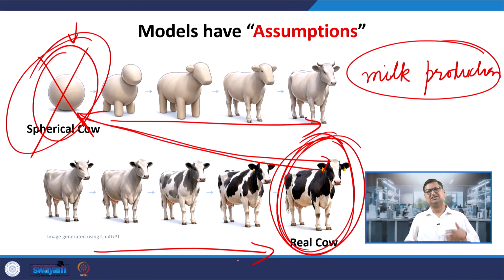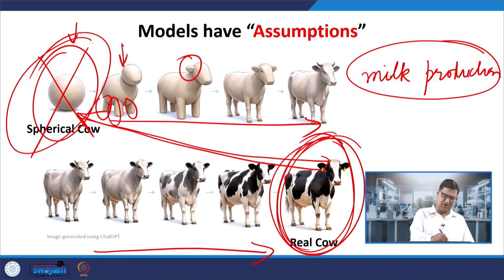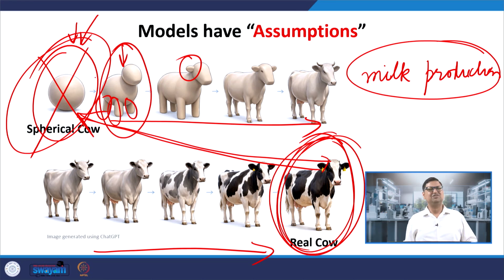But these assumptions can be made in a hierarchical manner. Let us say a sphere is not working. Let's imagine that you have an object that has 3 legs. In the next step, let us also add a horn, right? And let's say this model works better than the earlier model, I will go with this model. If this model is not working, I will try this one.